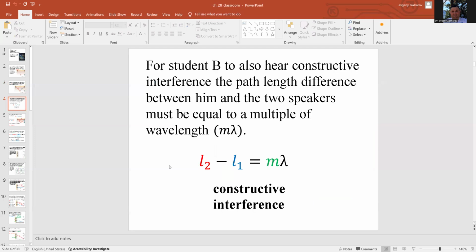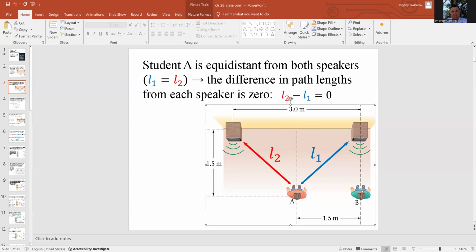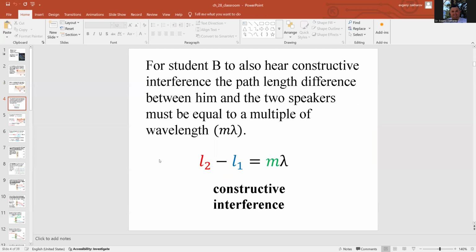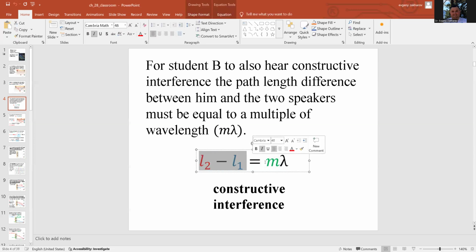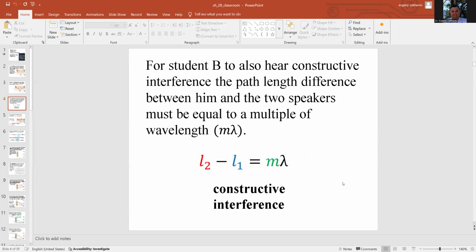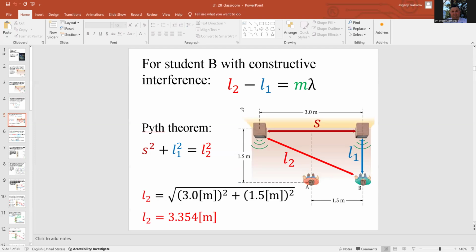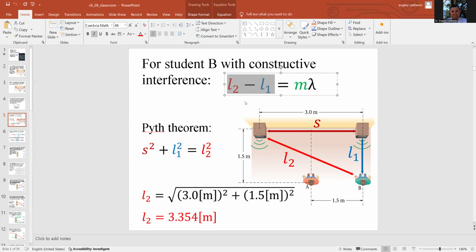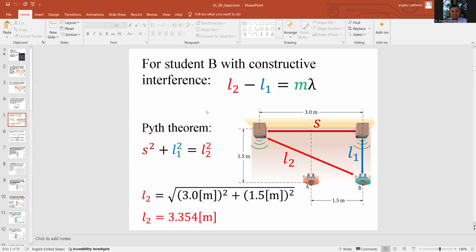Now for student B, you can see that the student is not the same distance, so we have to consider the constructive interference case when the difference between path lengths is a multiple of lambda. Lambda is the wavelength, and using the given condition, let's solve for the geometry for student B. So the difference between the path lengths is the multiple of lambda.